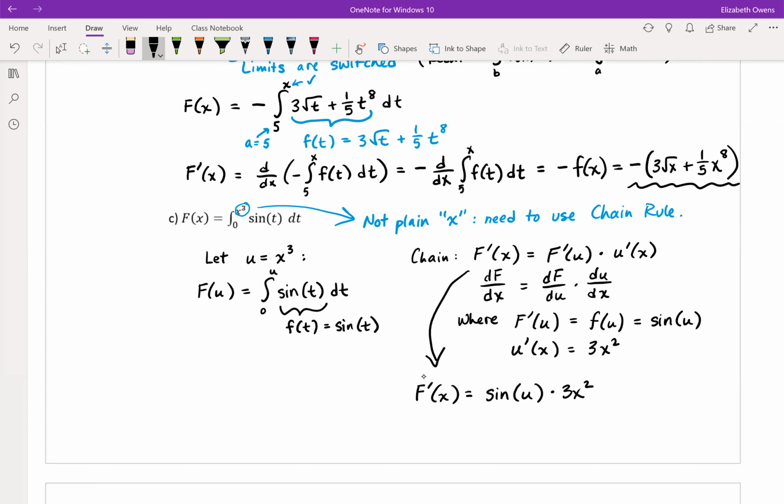But you know, we don't really want to mix our variables here. We do want this all to be in terms of x now. That's the specified variable. So this u right here is not going to be any good, really. We need to switch that back to terms of x. So we need to throw x cubed back in there. So sine of x cubed times 3x squared. Okay. So big F prime of x for the final answer on this one is going to be 3x squared times the sine of x cubed. And there we go.